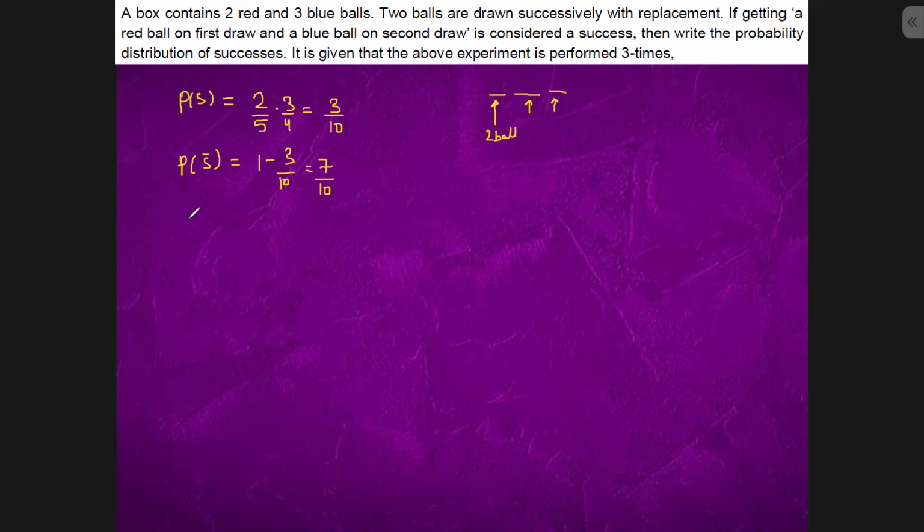Now we will consider this P, and this equals Q. So (P plus Q) to the power 3. This is what we are told. So then write the probability distribution of success. Okay. So what is the probability distribution of success?